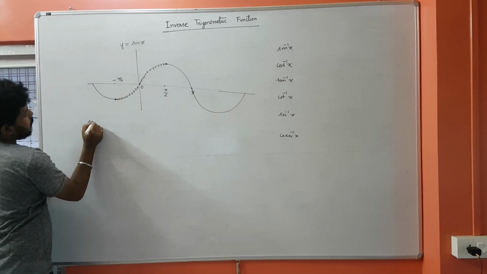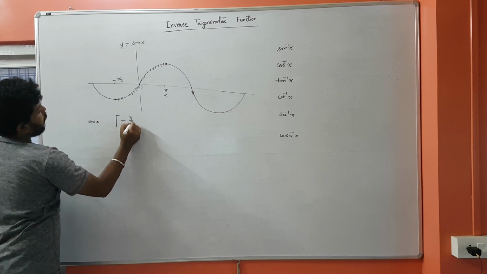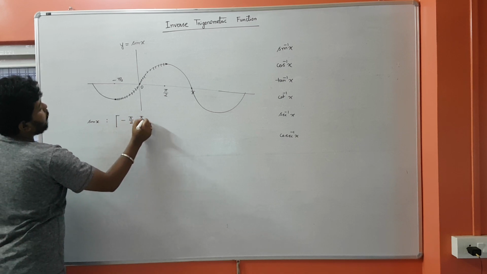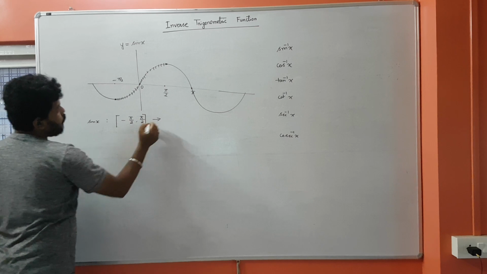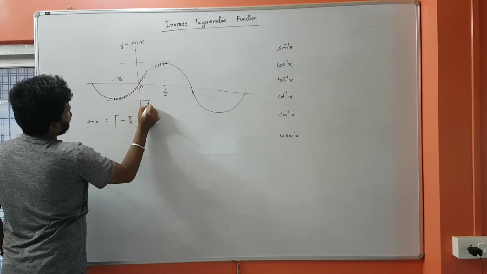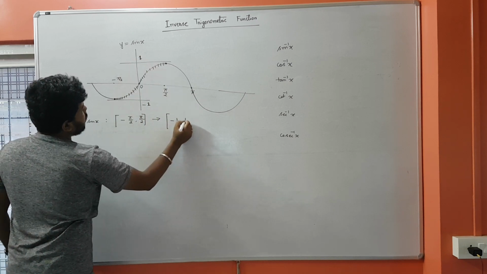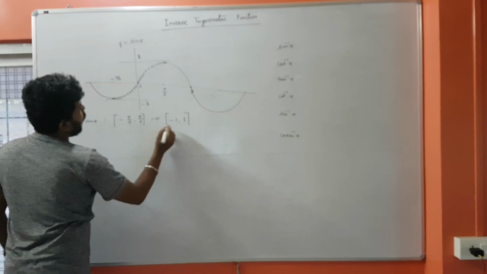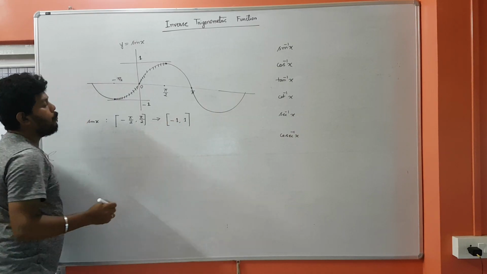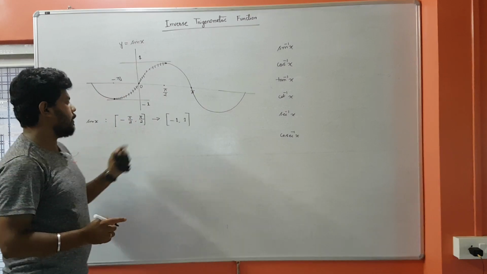For sin x, if I restrict the domain from minus pi by 2 to plus pi by 2, its range will be minus 1 to plus 1. Now, this function is a one-one function. To make it one-one, we have to restrict the domain of sin x.